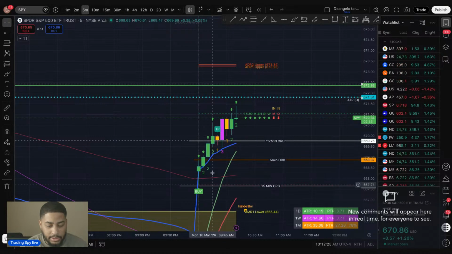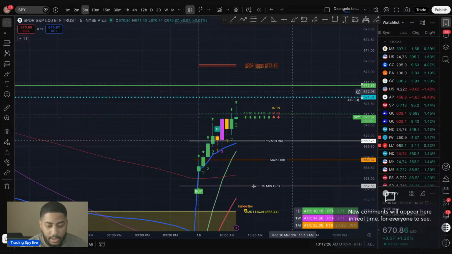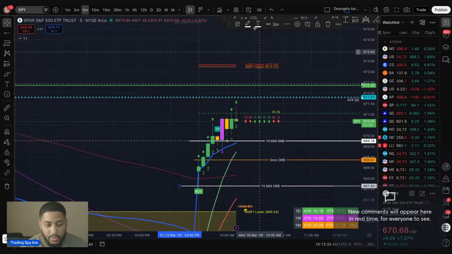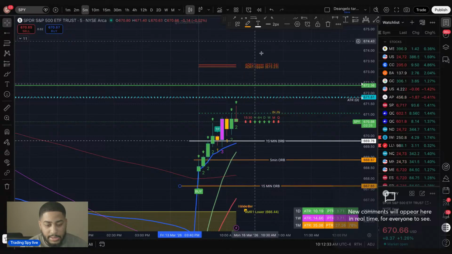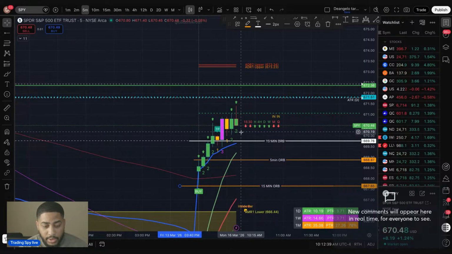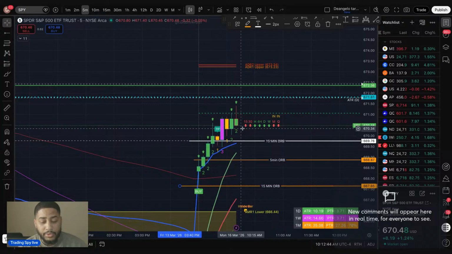But anyways, let me turn this 15-minute ORB orange, just so I don't want your eyes to get confused. If this closed red on a 5-minute, this would be a fail to up, which is going to be a retracement back to the downside.